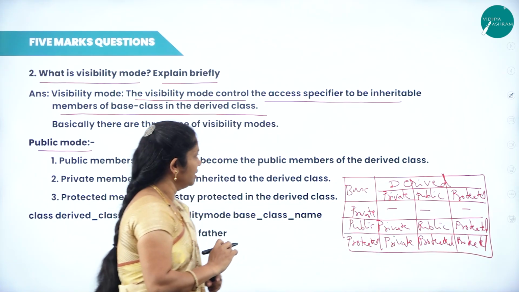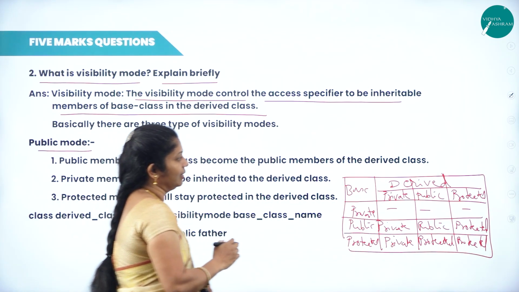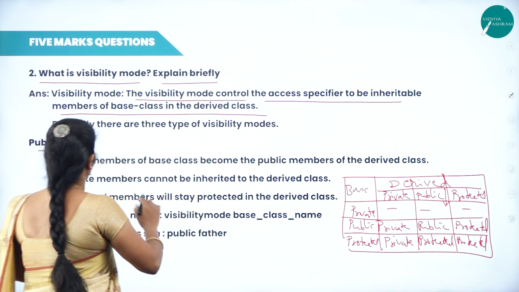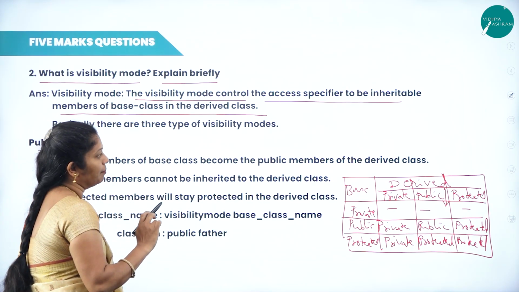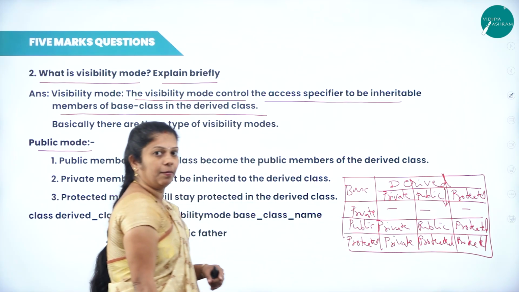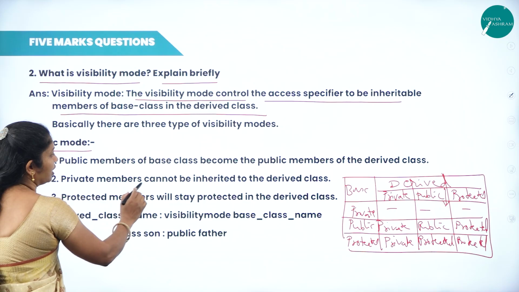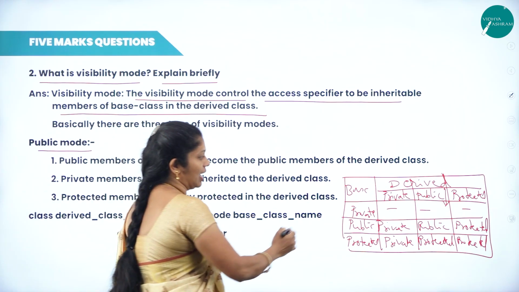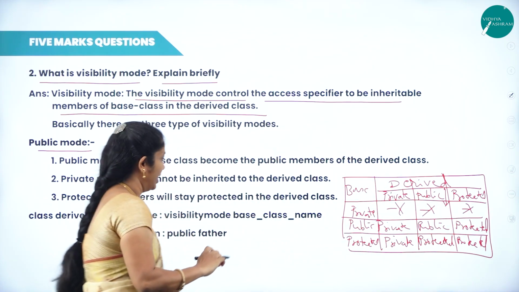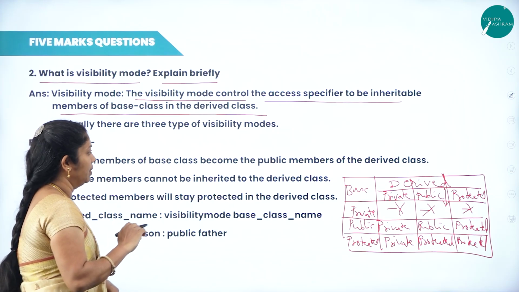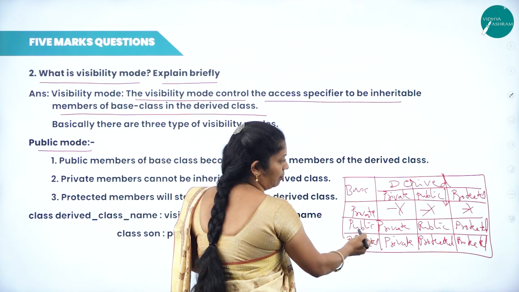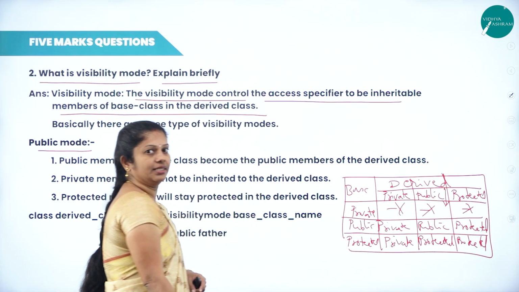Now, if you observe here, write the public explanation column-wise. Public members of the base class become public members of the derived class. Private members cannot be inherited in the derived class. And the last one, protected members will stay protected in the derived class. That is why protected members stay protected in the derived class.